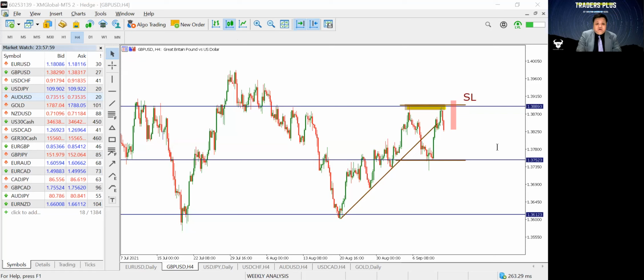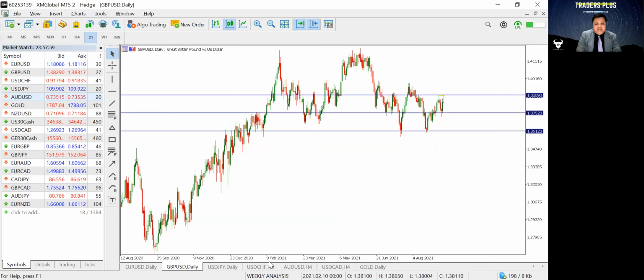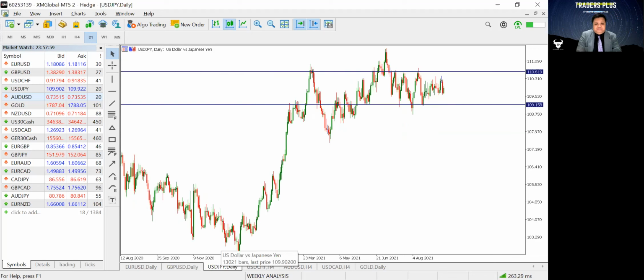Alright? So I would recommend na you wait for a little pullback before you jump right in ng sell. Alright? Even at the daily chart, makikita nyo talagang rejected siya dito sa key level na yan. Alright? So this may really continue to go down or it may do a little pullback before it resumes going down. Okay. So now let's check our USD JPY.